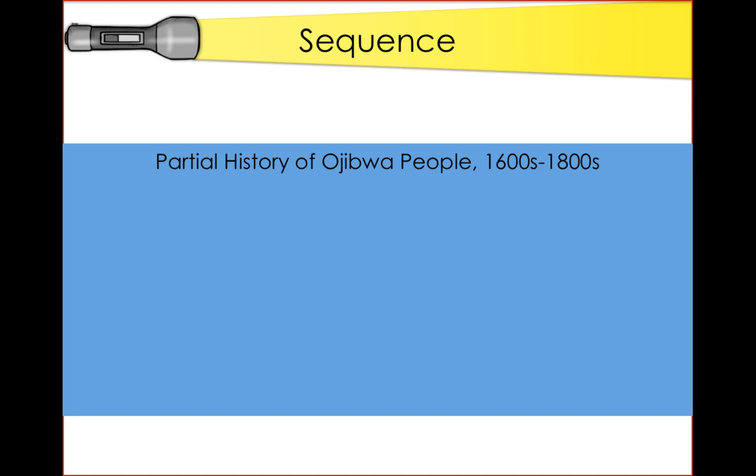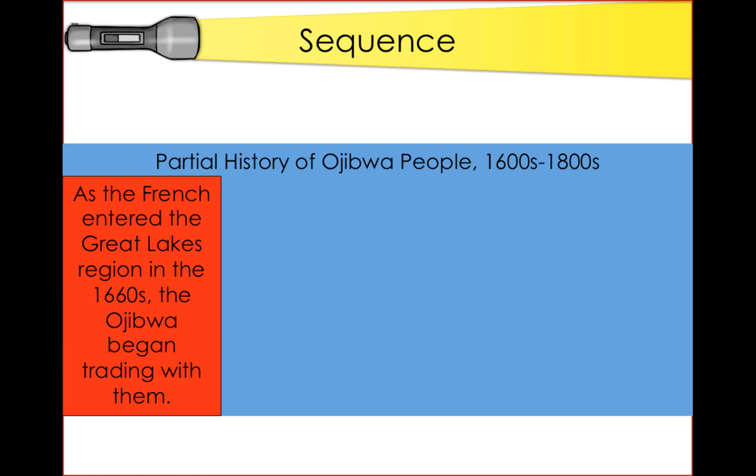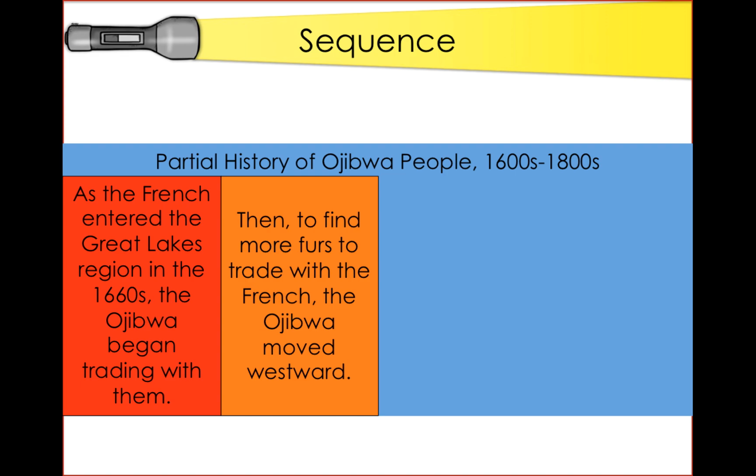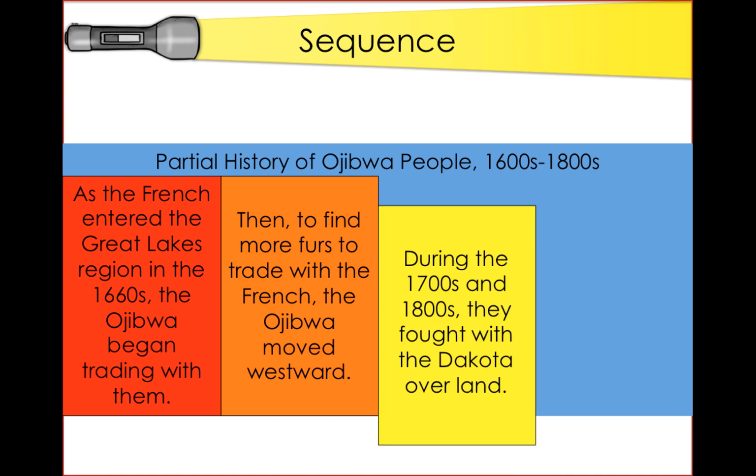Okay, partial history of Ojibwa people, 1600s to 1800s. So this is the history between those 200 years. So the first thing, as the French entered the Great Lakes region in the 1660s, the Ojibwa began trading with them. Then, to find more furs to trade with the French, the Ojibwa moved westward. It shows me what they did in steps. So first, they traded with the French. Then they moved westward to find more furs to trade.